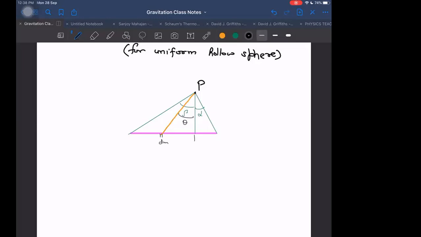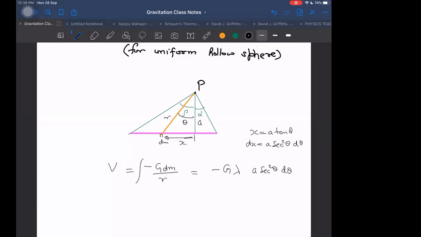So from here to here, I can take the distance to be x, and this perpendicular distance I can take to be a. Then minus G into dm by a secant theta is equal to dV. Minus G into lambda into dx, and dx will become a secant square theta d theta, by a secant theta. R also you need to convert.